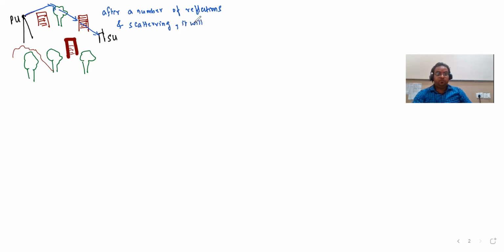So when this primary user transmits its signal, the signal will strike here, get reflected from here, strike somewhere else, and get reflected again. After a number of reflections and scattering, it will reach the secondary user. We have another signal that goes from here, then here, and finally reaches here after so many reflections.